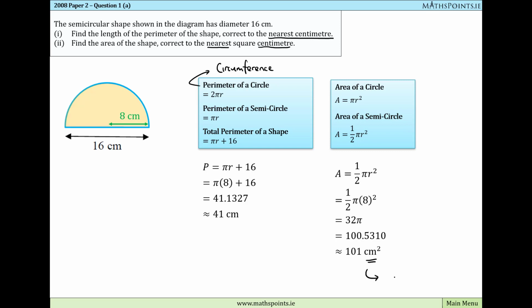And again, anytime you leave out your units, you're talking about losing 1 mark in the question, so it's really important not to give those marks away.